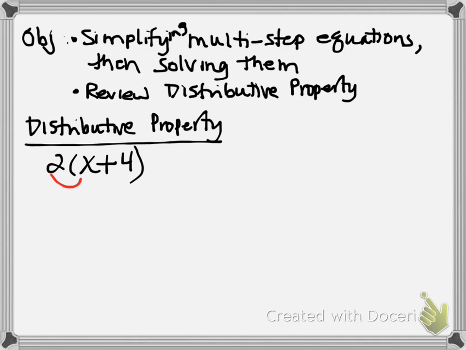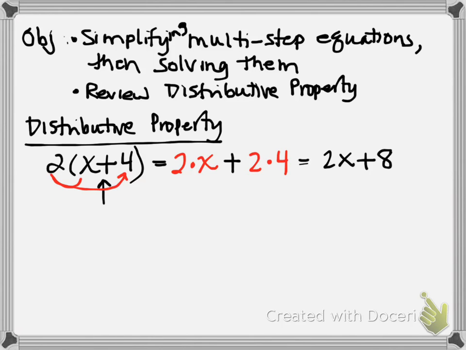So what this becomes is we're going to multiply the 2 times the x, and then we're going to look at whatever the operation is and write that next. And then we're going to distribute the 2 to the 4, and that means we're going to multiply 2 times 4. So this is what your brain's doing. And we end up with 2x plus 8.